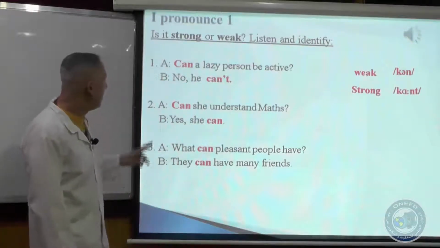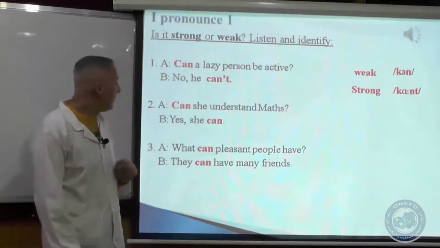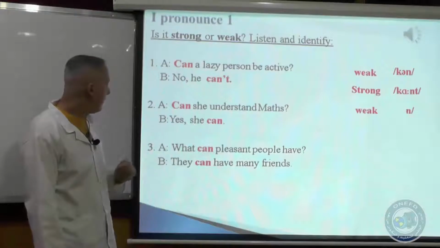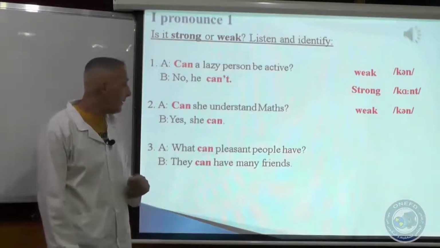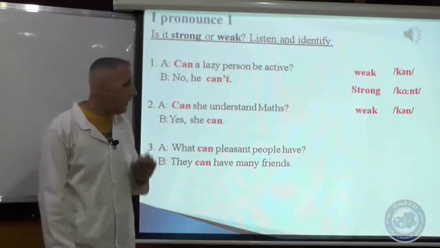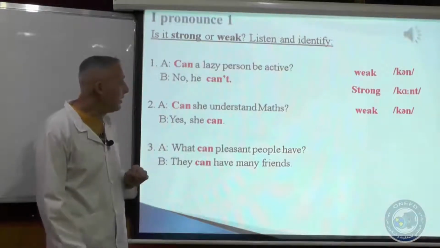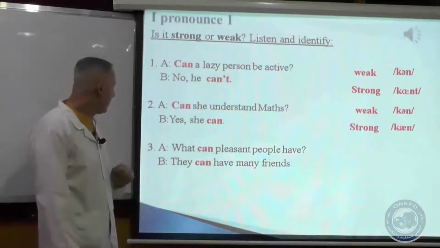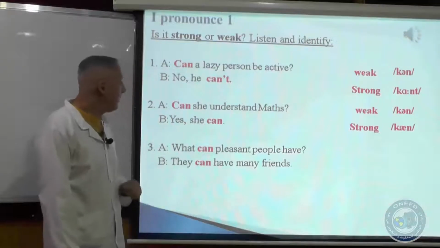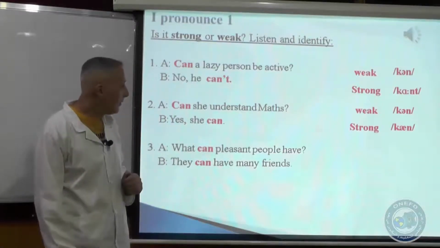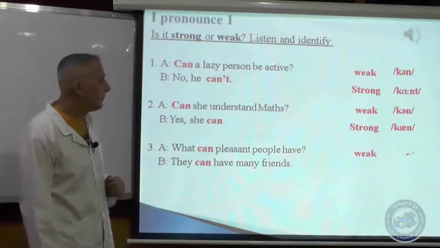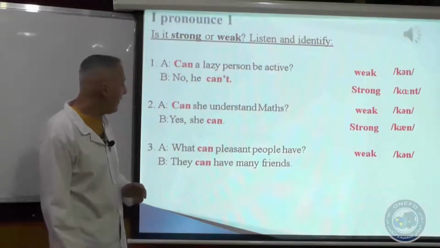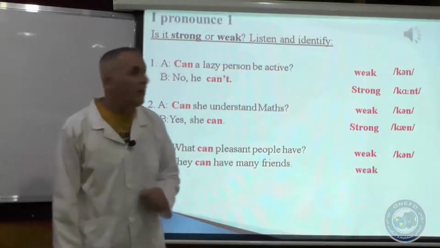Can't. Number 2. Can she understand maths? It is weak. Yes, she can. Here, the modal can is strong. 3. What can pleasant people have? It is weak. And the last one, they can have many friends. It is weak.